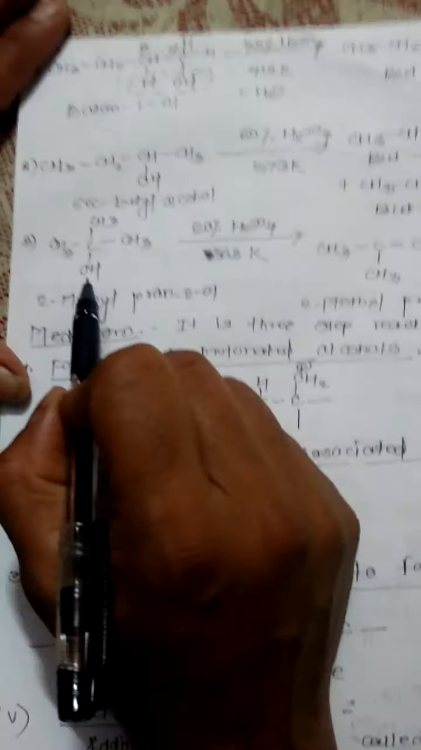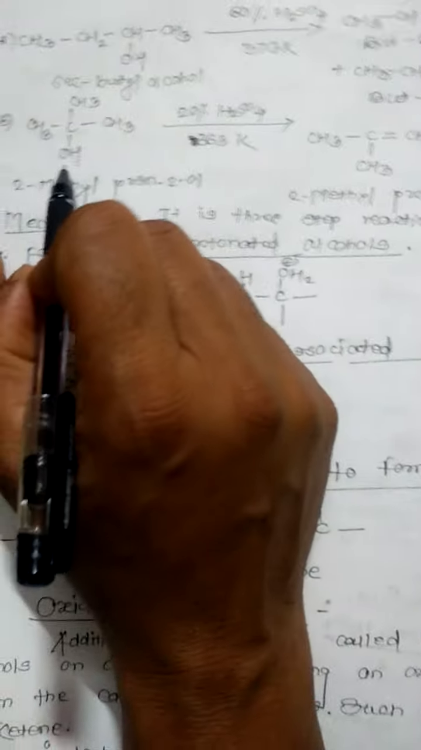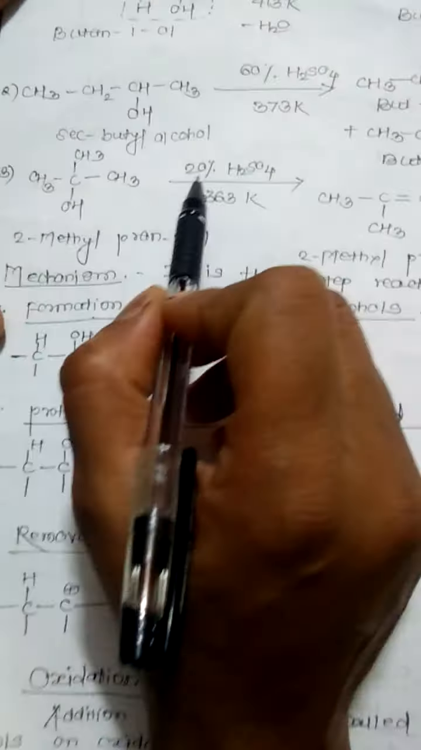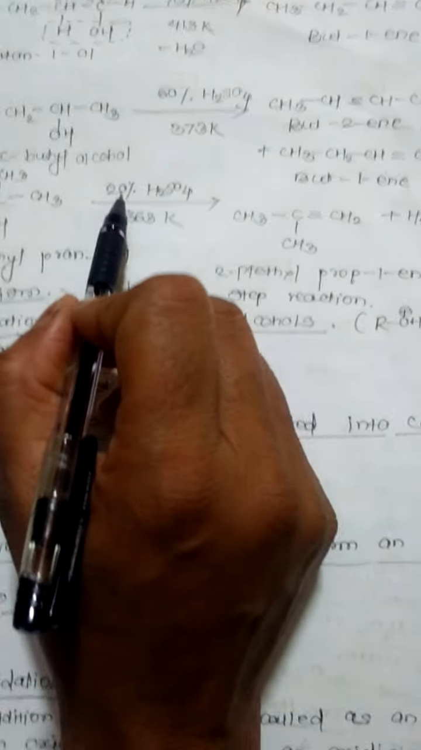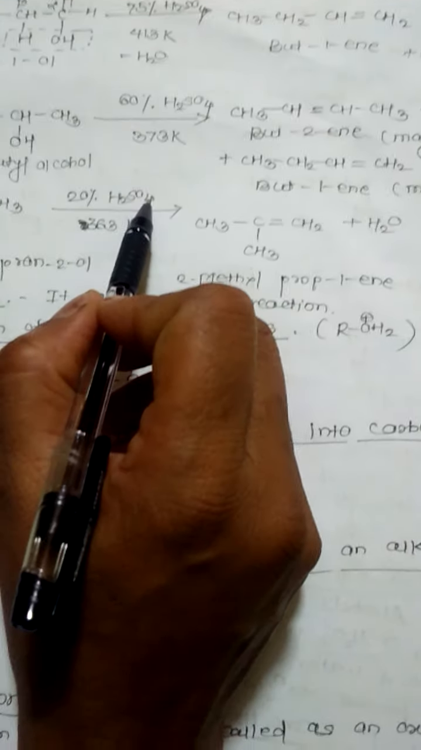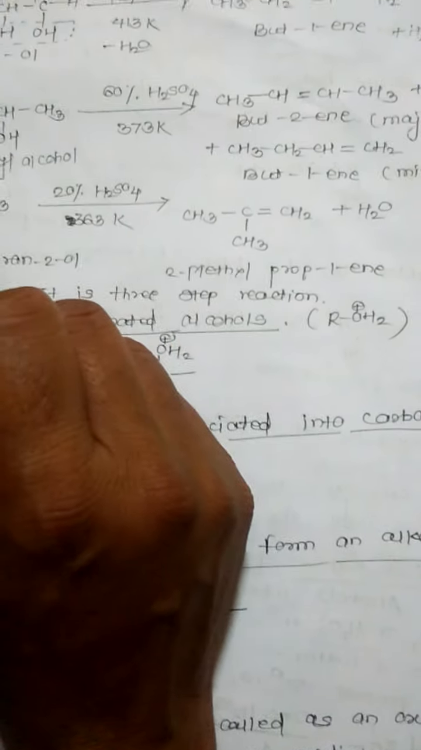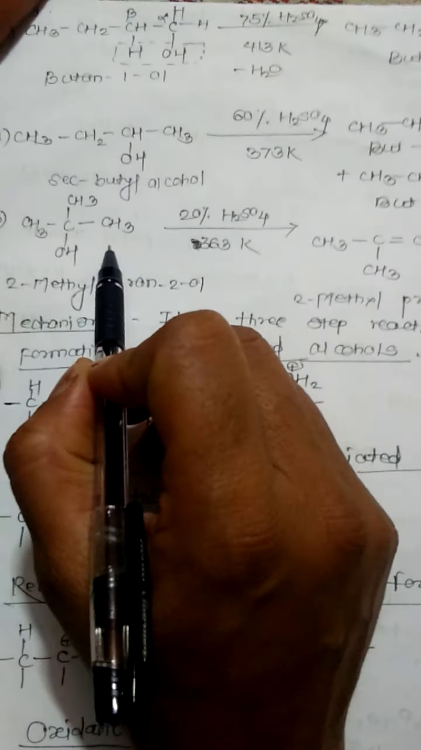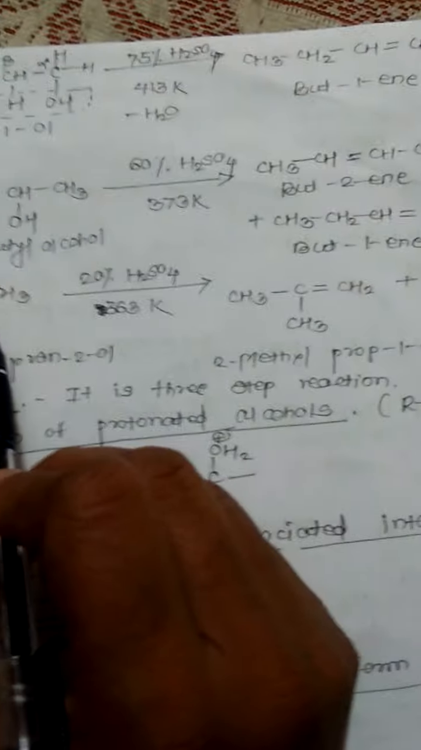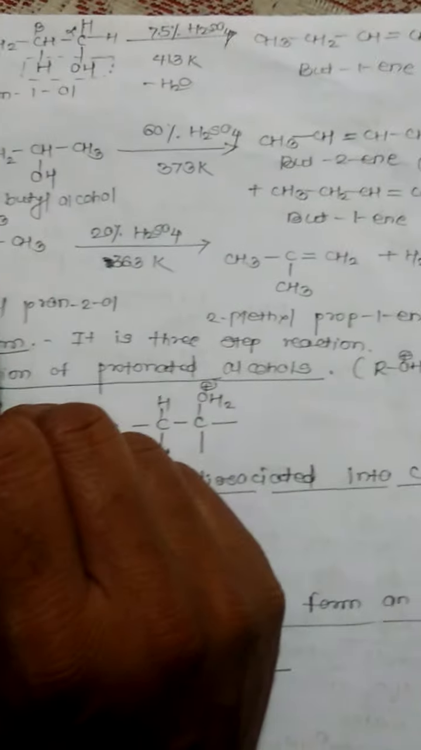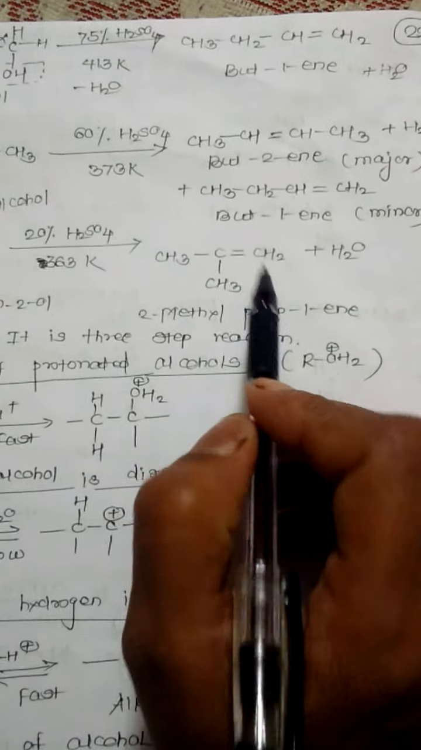When we take the tertiary alcohol, only 20% H2SO4 is required. Why is it dilute H2SO4? Because it is highly reactive. The temperature, compared to this, is also lower due to high reactivity. Here also elimination takes place, resulting in the formation of the alkene.